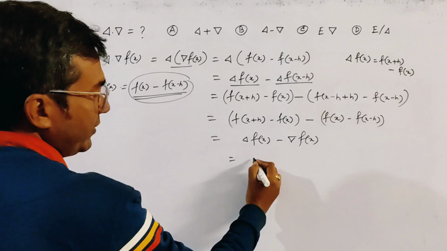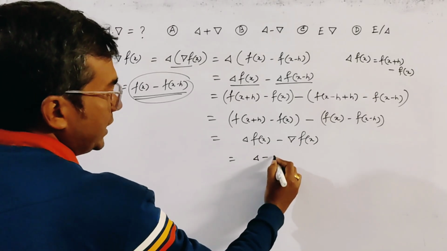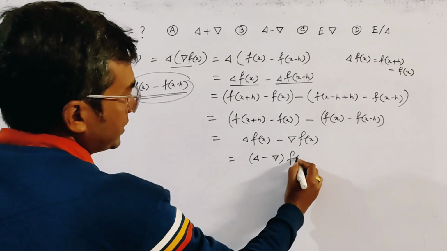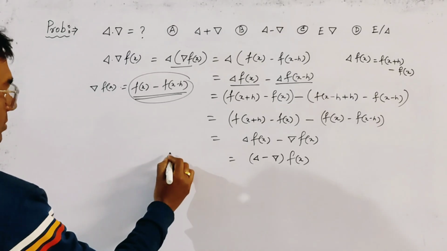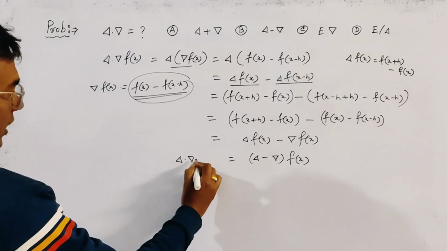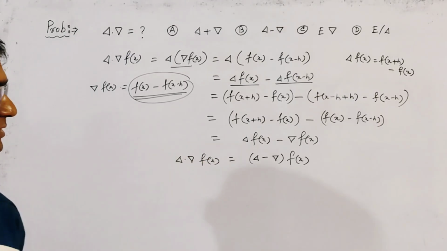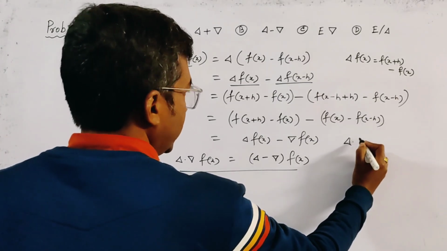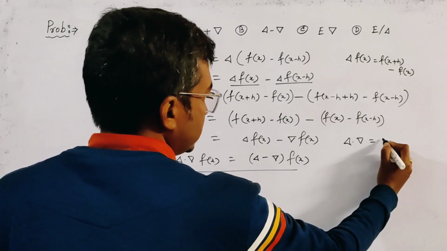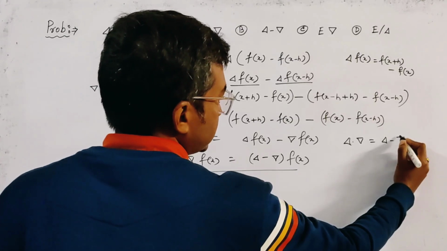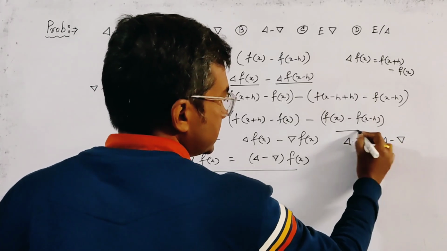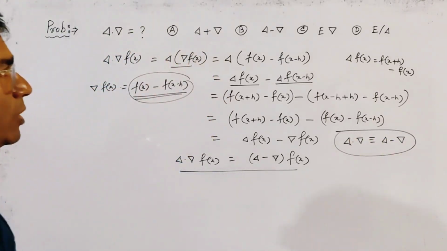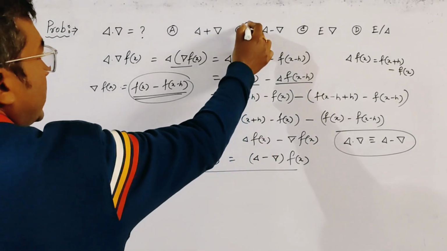And taking f(x) common from the right side, we get delta minus nabla into f(x), and this is given by delta into nabla f(x). From this relation we write that delta into nabla is equal to delta minus nabla, or we may write this is equivalent to this. So our correct option is option number B.